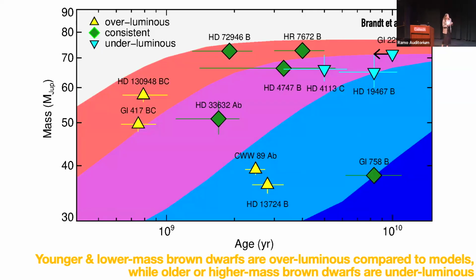But we also have a number of objects that are perhaps overluminous or underluminous. And there's still some investigation going into some of this. I think some of these objects could be explained, and I'll show a couple of slides to go into a bit more detail of that. But I think there's a sense of perhaps younger and lower mass brown dwarfs may be overluminous compared to models, while older or higher mass brown dwarfs are underluminous, potentially.